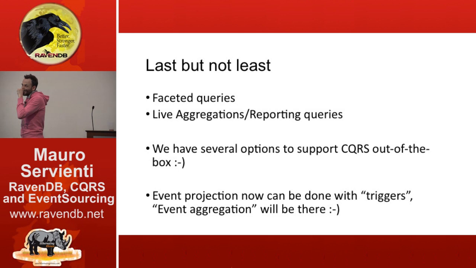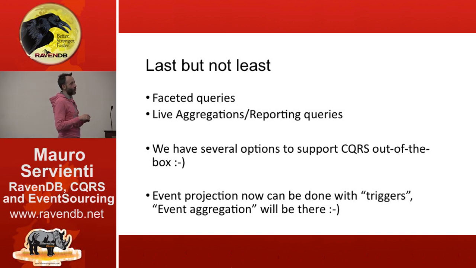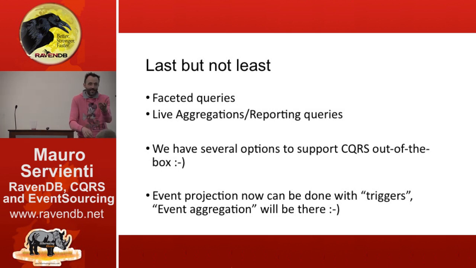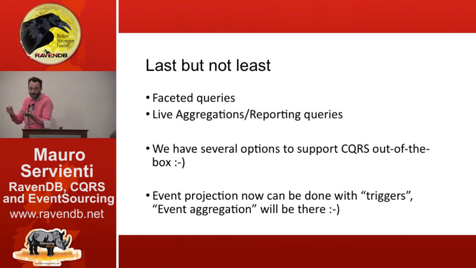Oren has highlighted that there will be event aggregation. Currently, the only way to have event aggregation in the 2.5 version is to have a trigger on the server that does stuff on events as soon as they arrive. So you can build projections out of events live in the database, and that will be a really great feature.